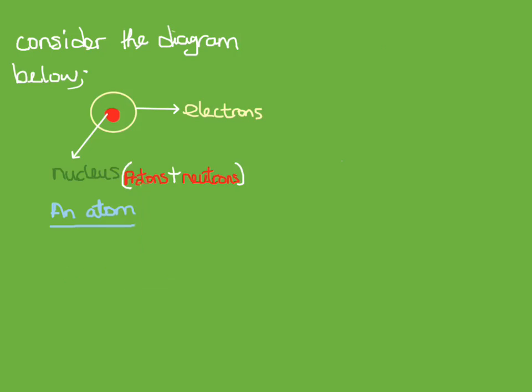Let's proceed with mass number. The mass number of an atom is equal to the number of protons plus the number of neutrons found in the nucleus of that atom. It is denoted as A. Examples of some elements and their respective mass number.